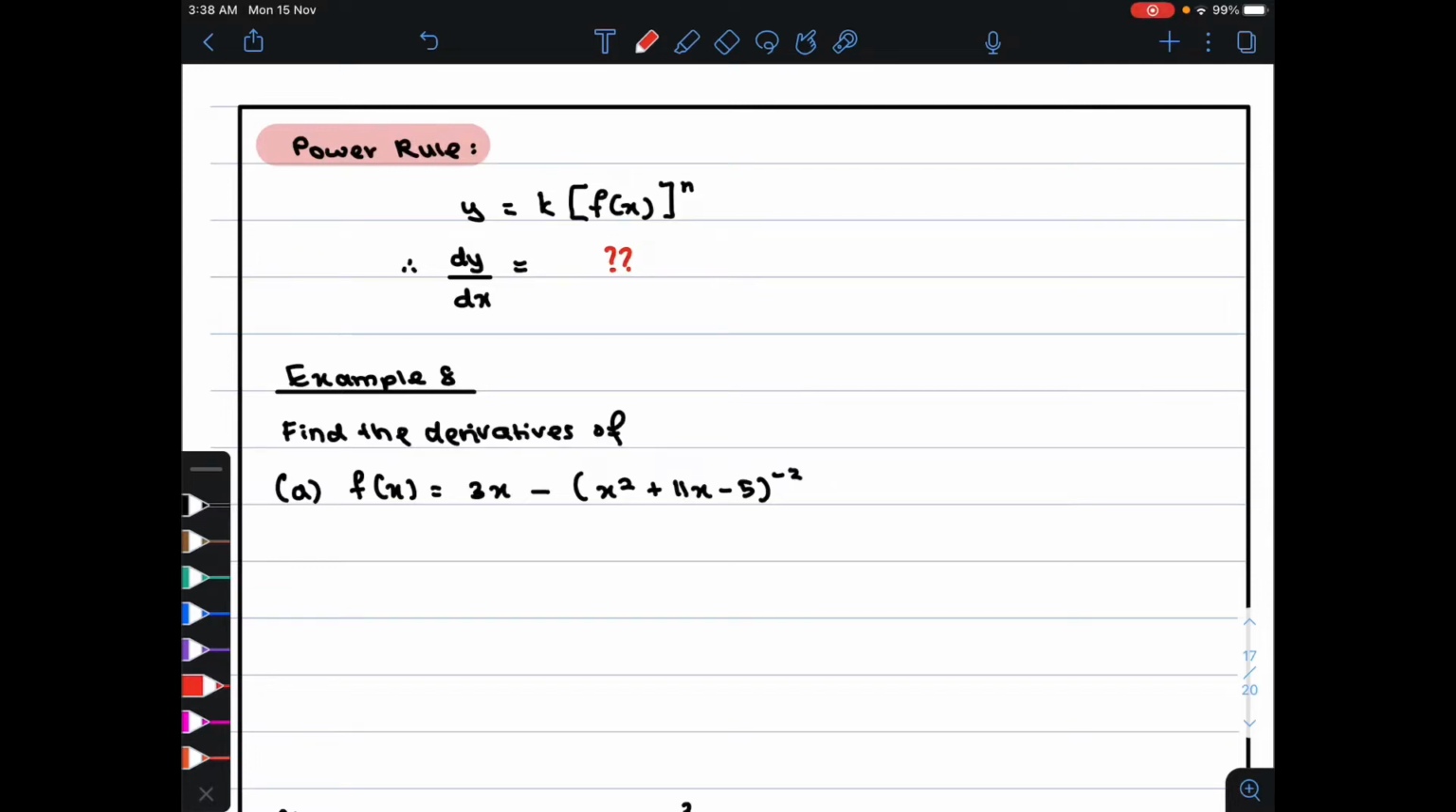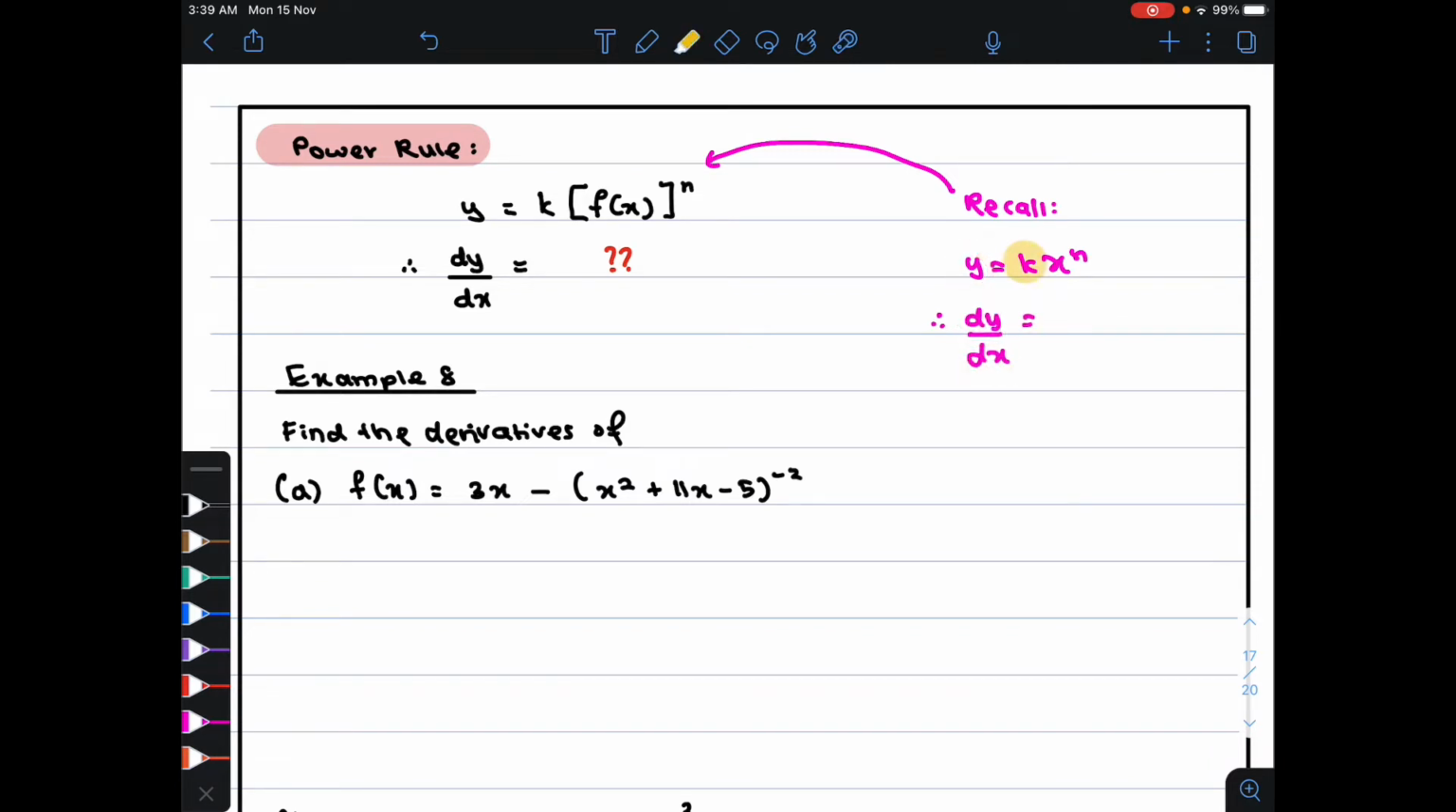The last rule of differentiation is called power rule. Say that you have this equation y equal to k times f(x) to the power of n. So let's recall, if you have y equal to kx to the power of n, how do you differentiate this equation? Differentiate y, you'll get dy/dx.